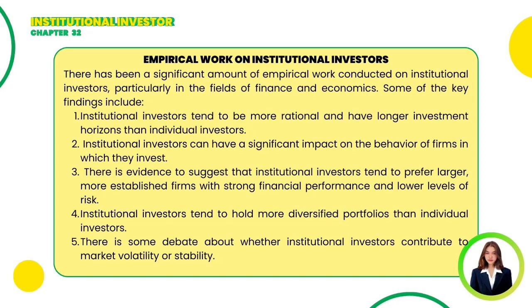Second, institutional investors can have a significant impact on the behavior of firms in which they invest. For example, they may engage in shareholder activism to push for changes in corporate governance or other strategic decisions. Number 3, there is evidence to suggest that institutional investors tend to prefer larger and more established firms with strong financial performance and lower levels of risk. Number 4, institutional investors tend to hold more diversified portfolios than individual investors, which can help to reduce overall portfolio risk.